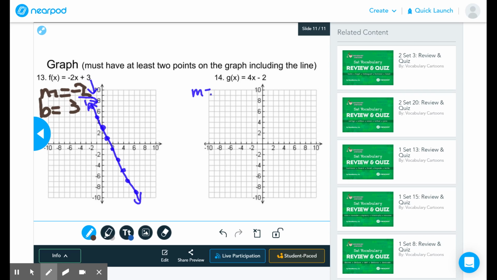Now you're going to do the same thing for number 14. Sorry, it's just 4/1. That means up 4, right 1. And then your b is -2. So we're going to begin at -2 this time. And then we're going to go up 4 levels, right 1. Up 4 levels, right 1. Till you run out of room. Then go back. Down 4, left 1 is the opposite. And then extend your line the best that you can all the way through.